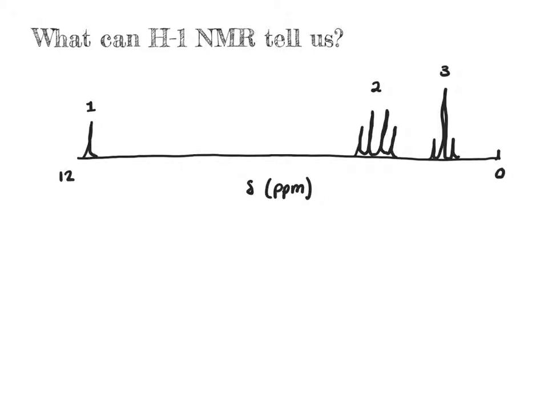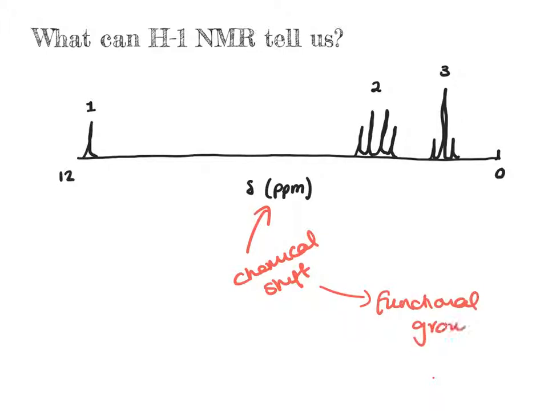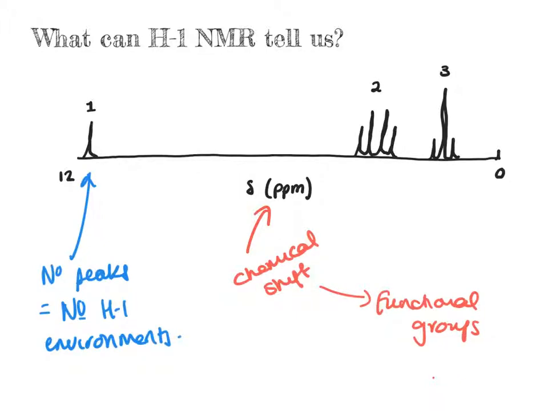And again we get peaks, which represent environments of the nuclei. So in carbon 13 NMR, each peak would represent an environment for carbon nuclei. In hydrogen 1 NMR, each peak represents a hydrogen environment. So this chemical shift value can tell you about functional groups and about alkyl groups to give you an idea of what sort of environment your hydrogen atom is in. And the number of peaks along the spectrum also represent how many different hydrogen environments there are. So in that respect, it's quite similar to what you've seen before.